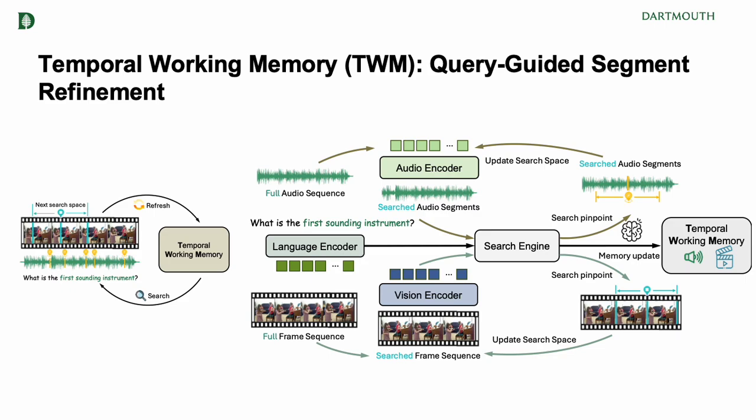Here's our answer to the key question: temporal working memory. The process begins with a language query, which could be a natural question or task instruction. The query is encoded and then used to guide a multimodal segment search. It pinpoints the video frames and audio segments which are most relevant to the task. These selected segments are stored and refreshed in a working memory buffer, which mimics how human working memory works. Finally, the refined inputs are passed into standard multimodal architectures for downstream tasks, including question answering and video captioning. The next few slides will go through each step in more detail.